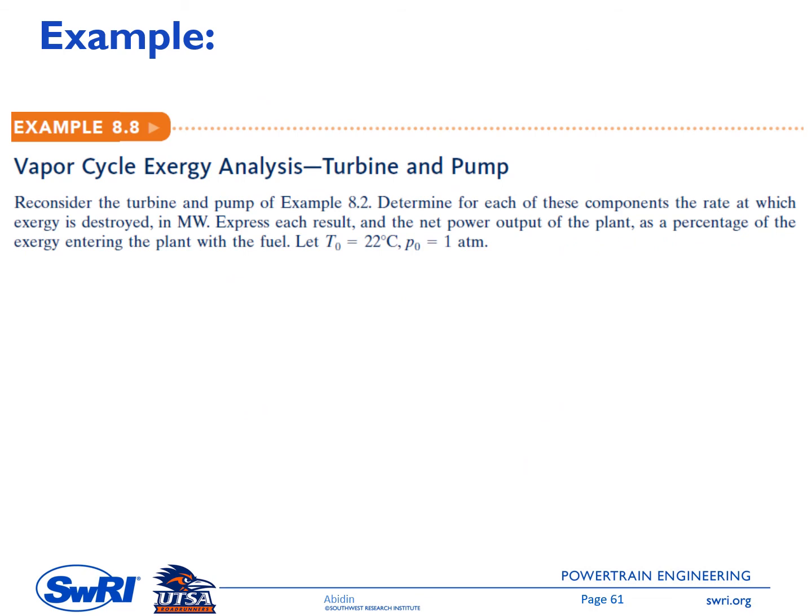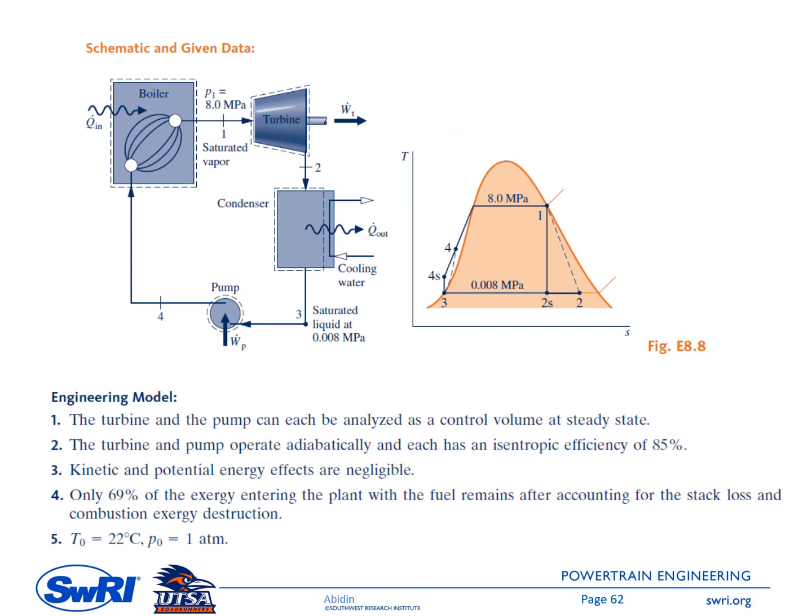The next example is analyzing the exergy inside the turbine and pump. Once again, we use the same data from the first example, example 8.2. And then T0 is 22 degrees C and P0 is 1 atmosphere. Let's see the analysis of this exergy. On the left side is the schematic of the system. The state at point 1 is given here. It is 8 megapascal at saturated vapor.